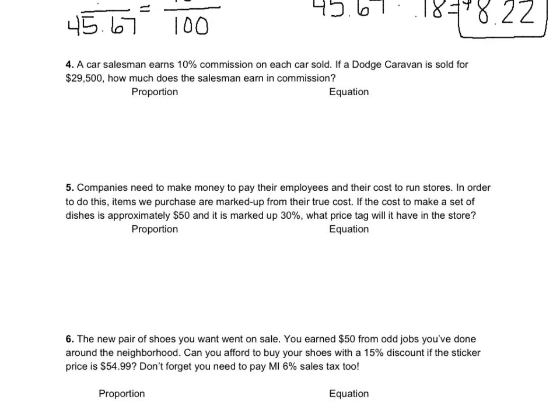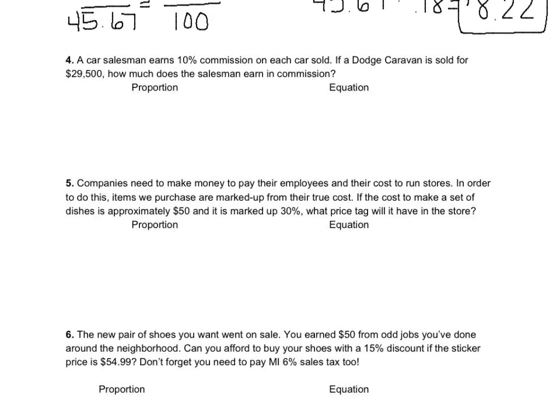Number 4. A car salesman earns 10% commission on each car sold. If a Dodge Caravan is sold for $29,500, how much commission does the salesman earn? So again, we're not adding, we're not subtracting, we're strictly looking for the 10%. Setting up our proportion, the percent is always out of 100. Our 100% is our starting amount, which is $29,500. We need to find the 10%.